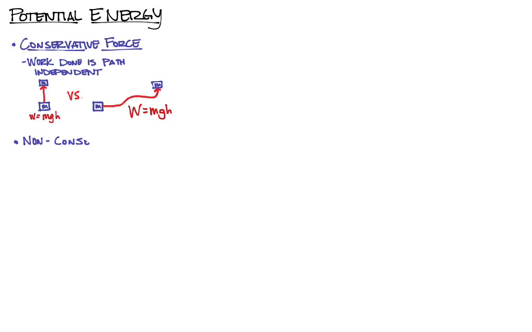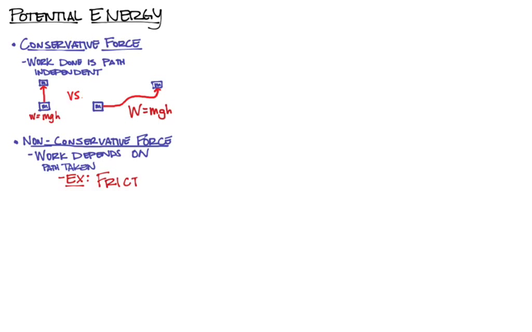Then we have a non-conservative force. Conservative, non-conservative, it's going to be the opposite. So for a non-conservative force, the work done by that force depends on the path that we take. Friction is a really good example of a non-conservative force. How far I go, the actual path I take, has a huge impact on the work done by friction.